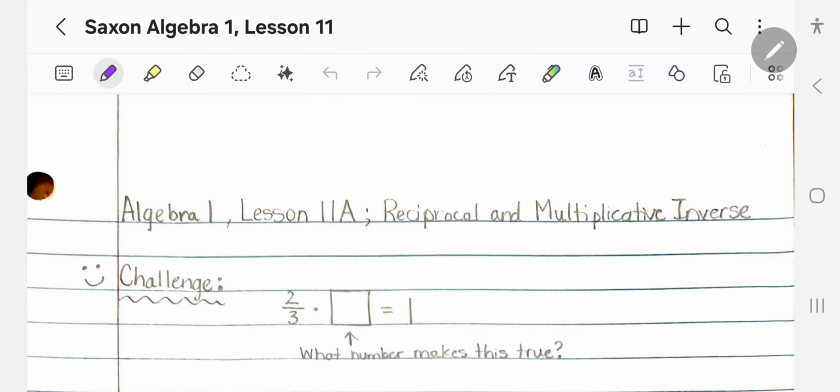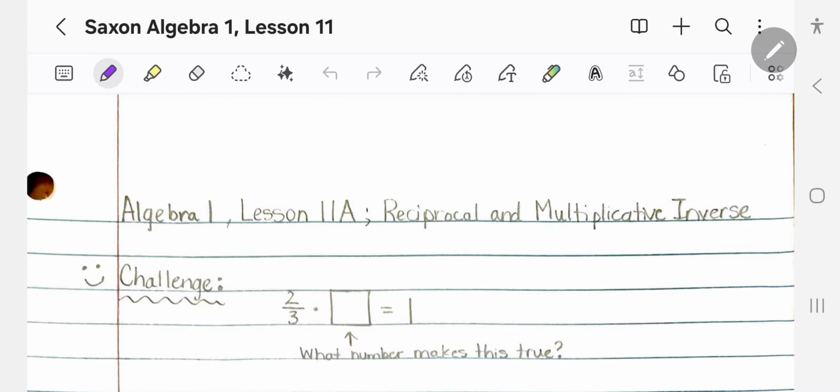This is Algebra 1, Lesson 11a, Reciprocal and Multiplicative Inverse. Here's a challenge problem for you. 2/3 times some number equals 1. What number could you put in the box so that when you multiply it by 2/3, you would get 1?